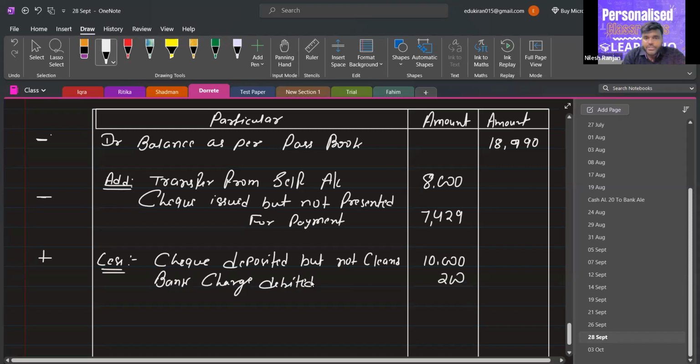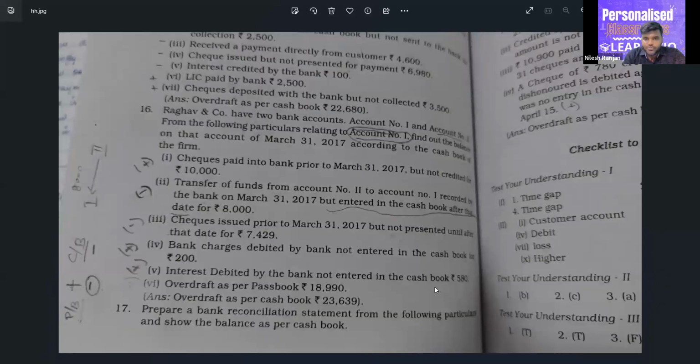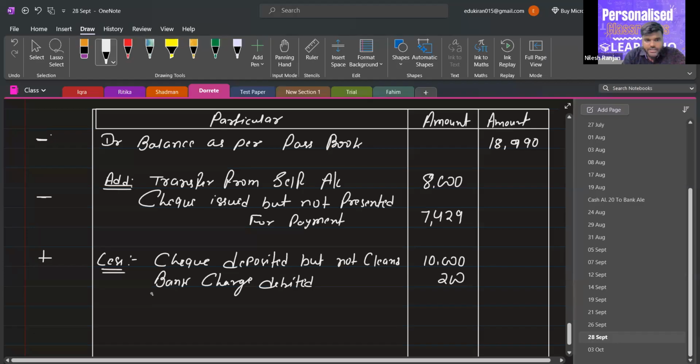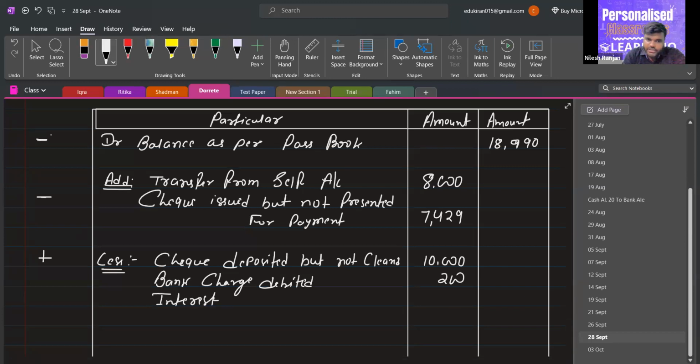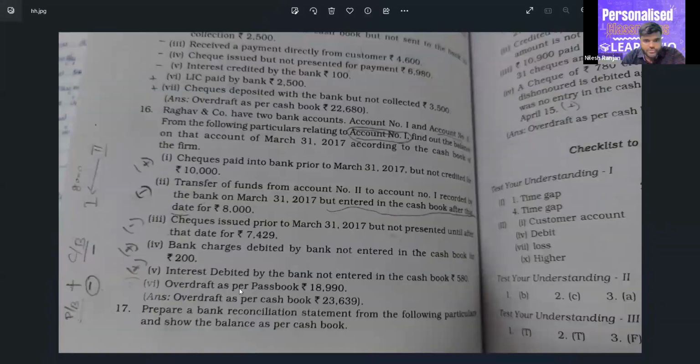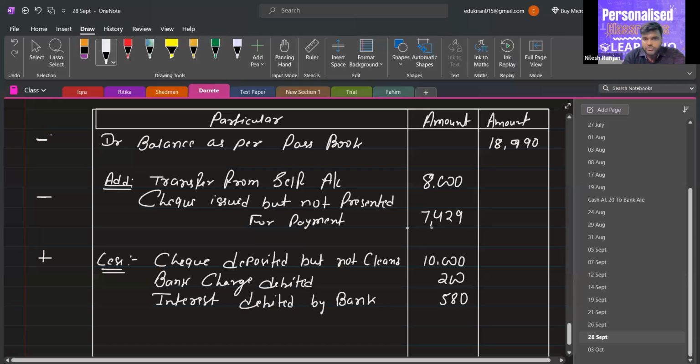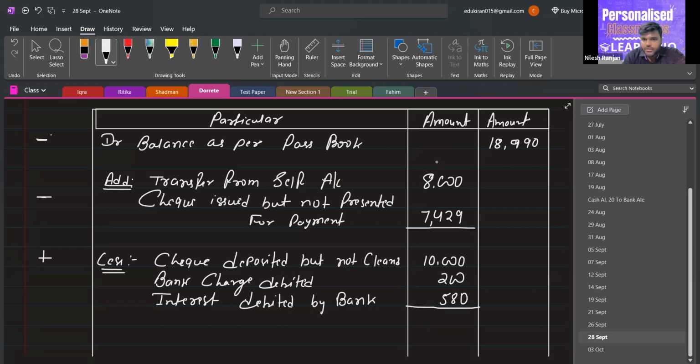Again, interest debited by the bank not entered in the cash book, 580. So same thing, bank charge debited or interest debited, both are deducted from the passbook. So interest debited by bank, 580. Is there any other transaction? No. Now there is no other transaction here. So we will add these two. We will add these three.